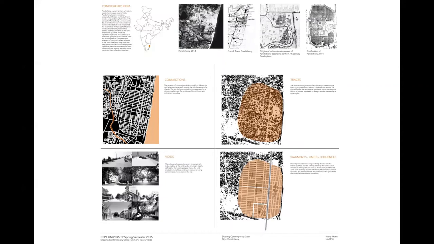For example, this student decided to work on Pondicherry in India, and she was really interested in understanding the overlapping between the central core, the thresholds of the center of the city, and the outside. Especially she was interested in how to take the trace of the first settlement of Pondicherry, the beginning of the construction of the city.